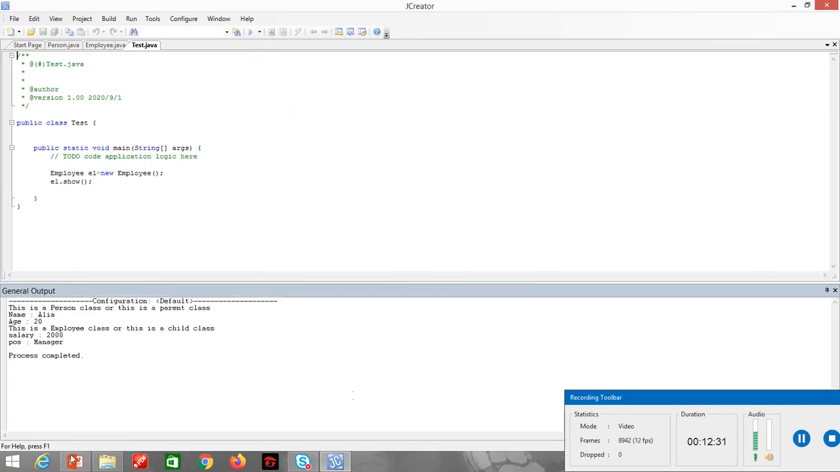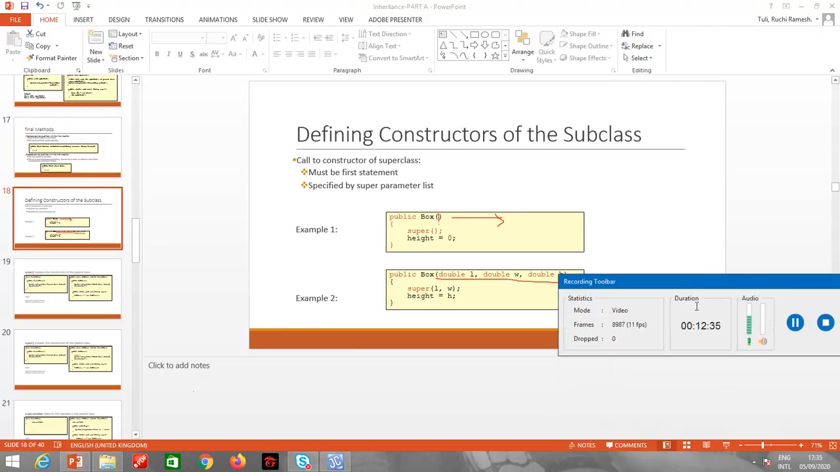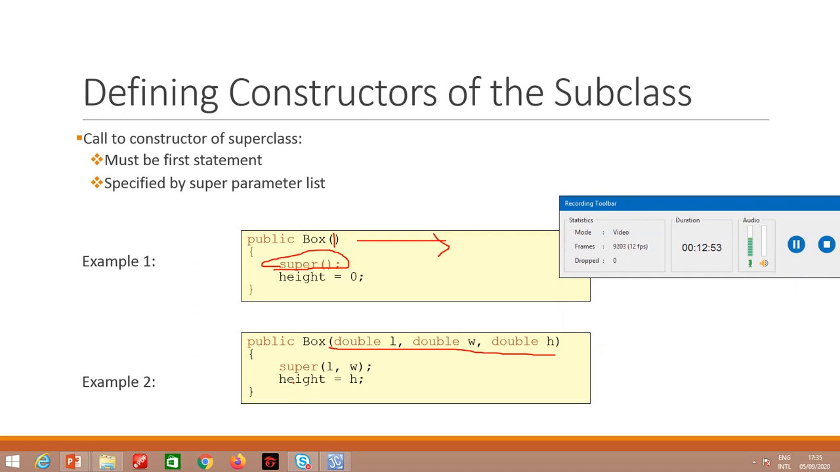Right, so no error. In case of a parameterless constructor, I repeat it again: this super keyword, if you write it or don't write it, will not make a difference. By default, it will call it. But in case of a parameterized constructor, if you don't write this super keyword, it will cause an error.